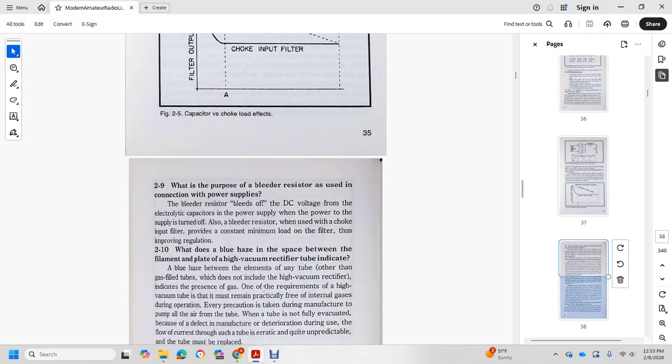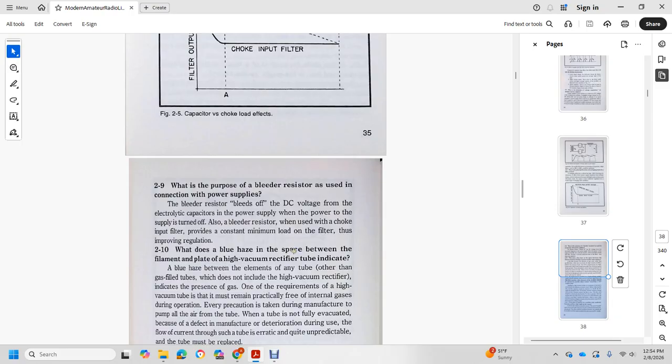What is the purpose of the bleeder resistor used in connection with the power supply? The bleeder resistor bleeds off the DC voltage from the electrolytic capacitor in the power supply when the power supply is turned off. Also, with the choke input filter, the bleeder resistor provides a consistent minimum load on the filter, thus improving regulation.